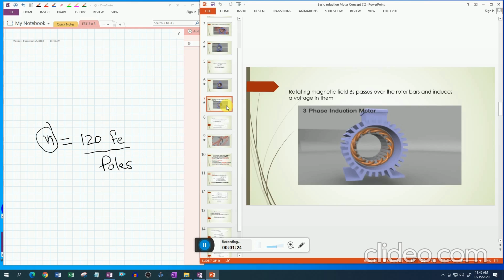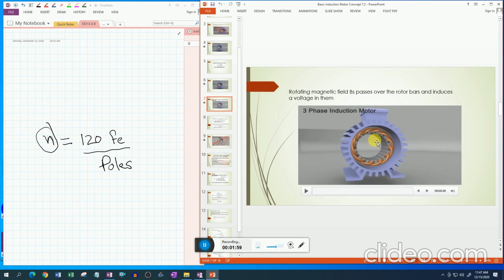Then the rotating magnetic field, which is Bs, passes over the rotor bars and induces a voltage in them. This is where induction takes place. We studied that the magnetic field is rotatory in motion. When the magnetic field cuts the rotor winding which is placed here, a voltage is induced in the rotor winding, then a current is produced in the rotor winding.